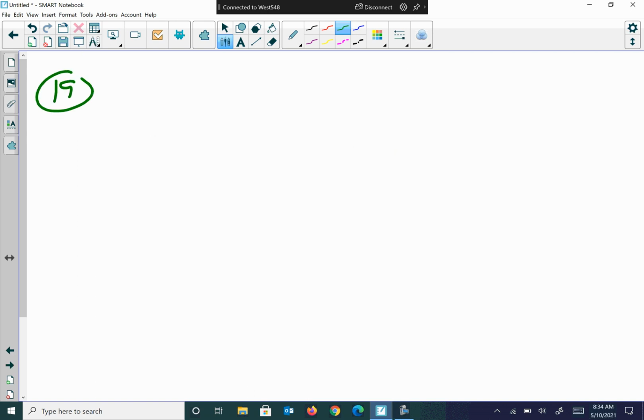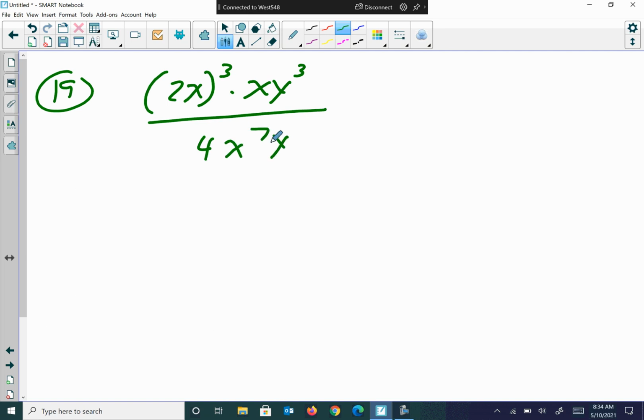All right, number 19. So I have a quantity that is raised to the third power times x y to the third over 4x to the seventh y. Okay. Well, the first thing I want to focus on is just this. I'm not going to start reducing anything at this point.